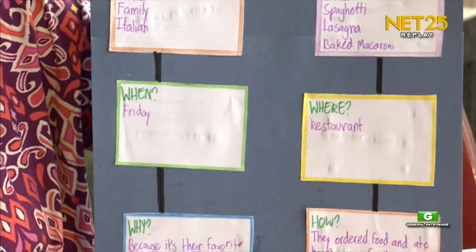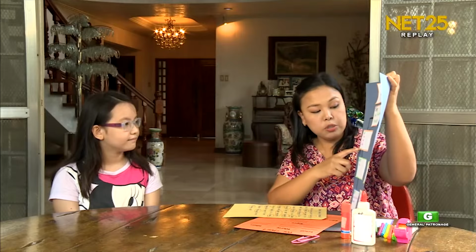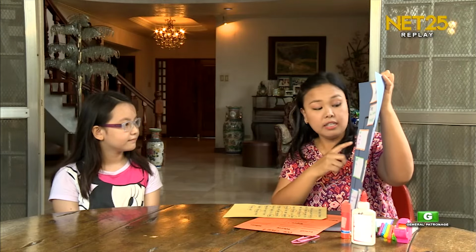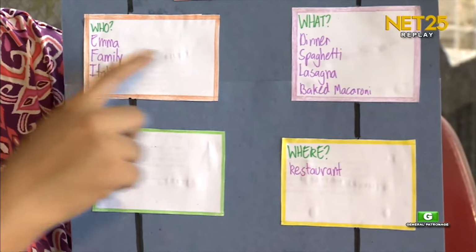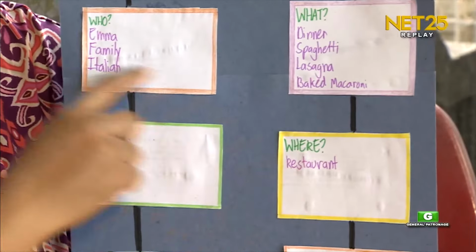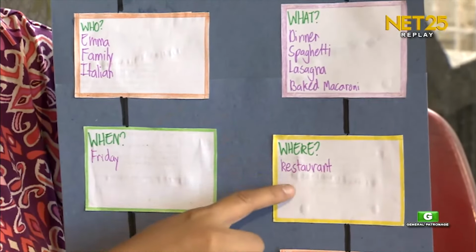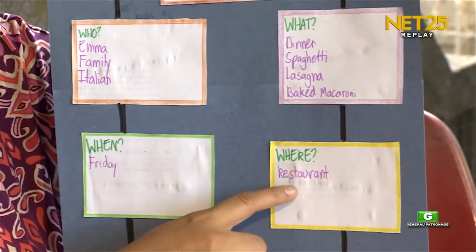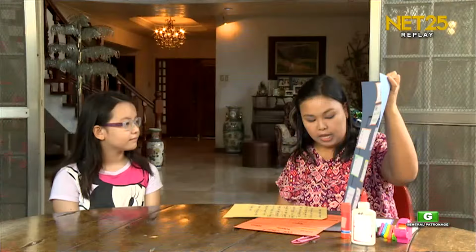Restaurant. Restaurant. You know, Abby, instead of writing Italian under who, we can also put it under where, because the word Italian describes the restaurant. So we can put here Italian restaurant. How about on why? What did you put?